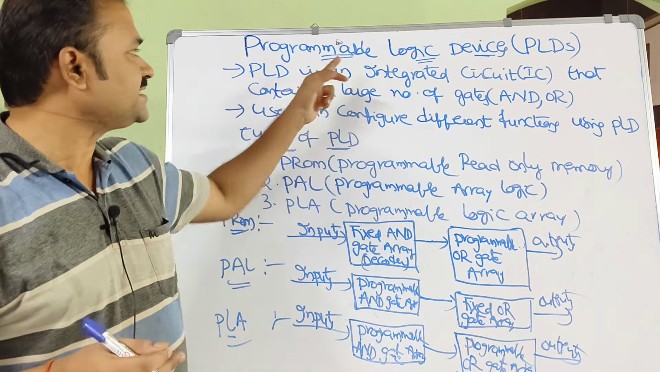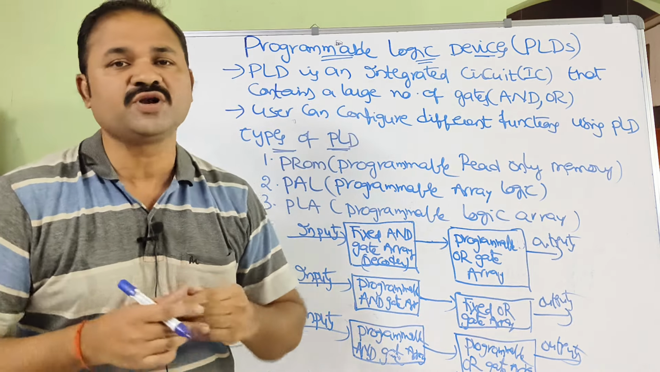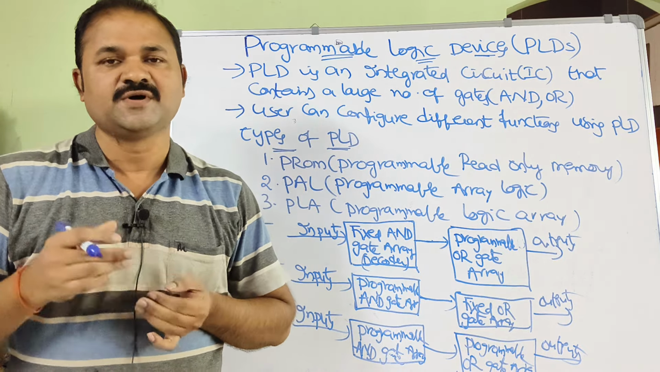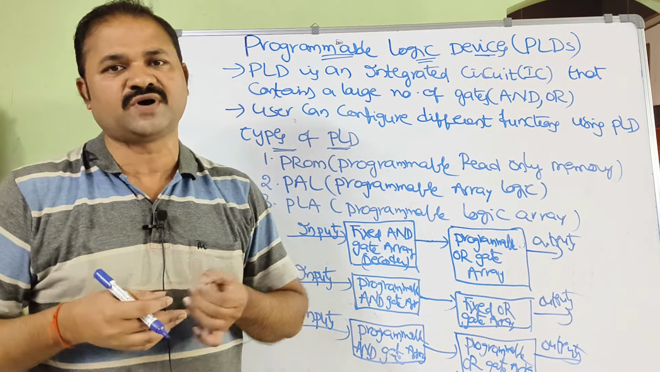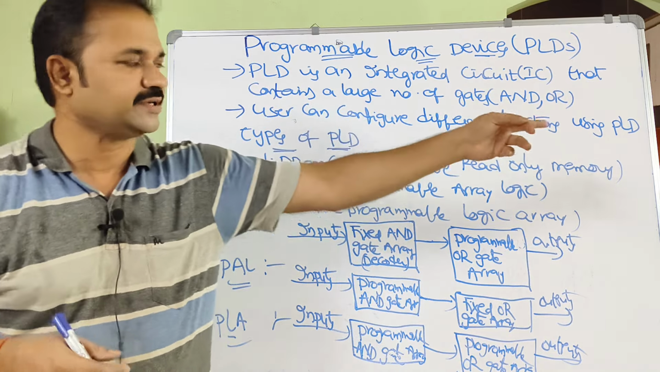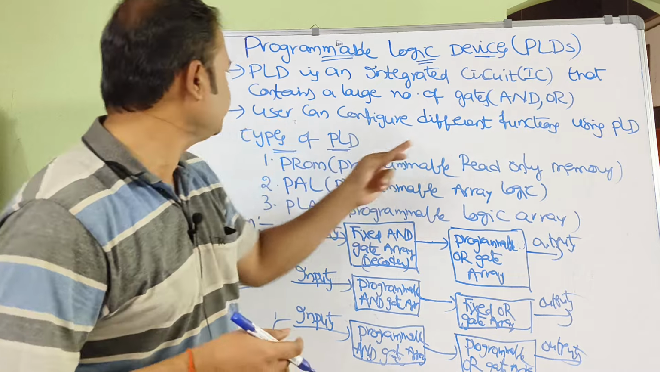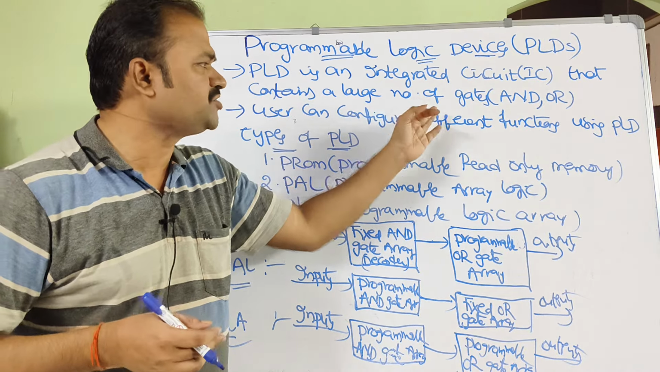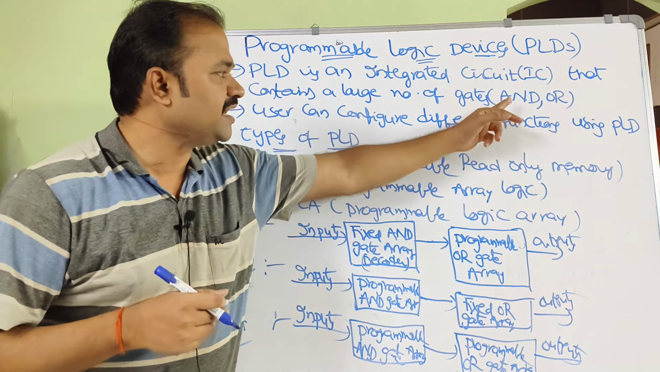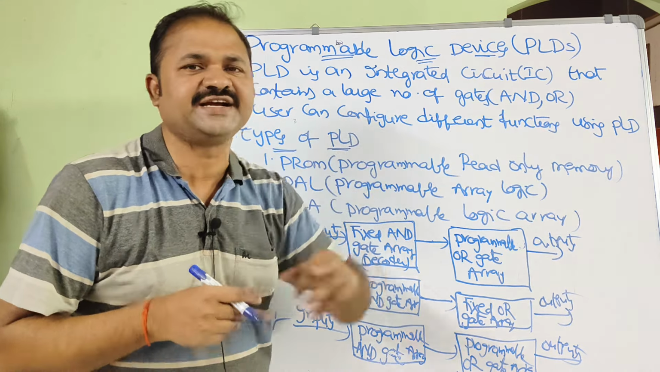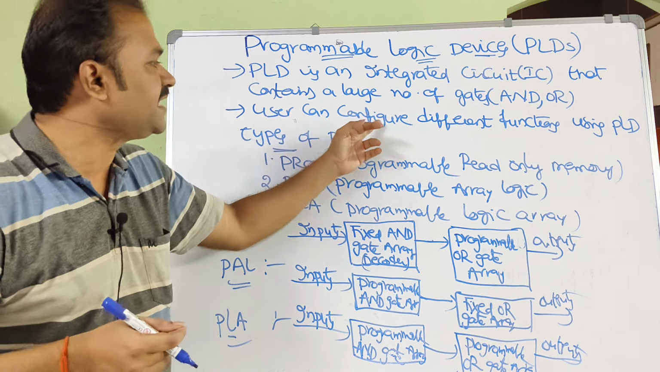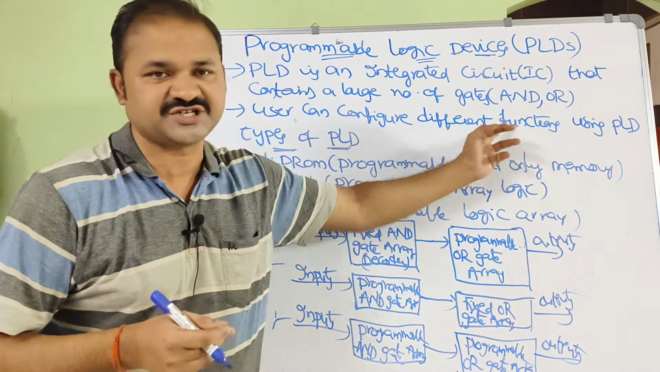Now let us discuss programmable logic devices, in short PLDs. First let's see what is the use of PLD. PLD is an integrated circuit, in short IC, that contains a large number of gates. Mainly PLD contains two kinds of gates, a large number of AND gates and OR gates. So by using PLD, the user can configure different functions.